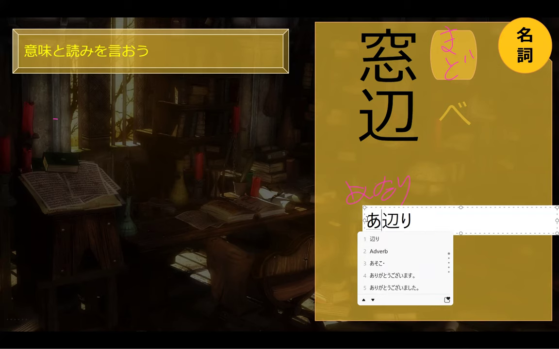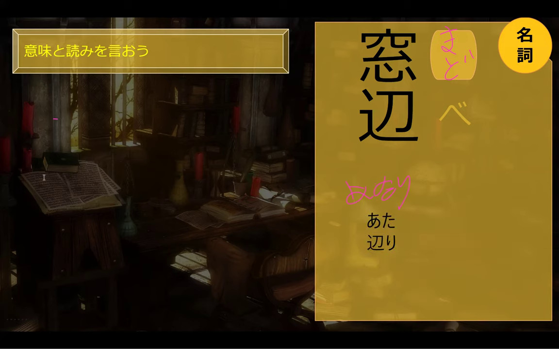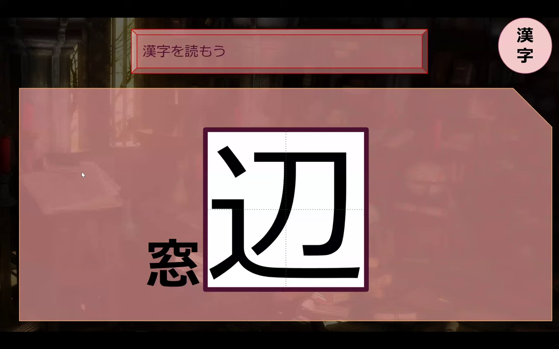Atari is like to make contact. Yeah, but it's a different kanji though. Atari with this kanji means your surroundings. So madobe is referring to the area around the window, next to the window, 窓辺. Start with Mado. What did it end with? Be. Perfect.